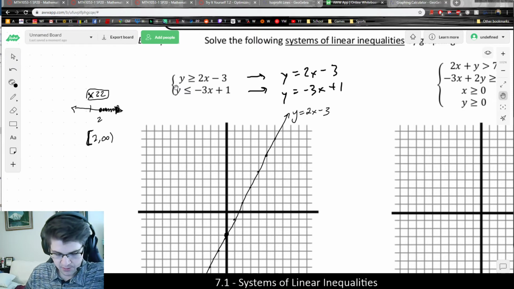X is greater than or equal to 2. Sorry, very messy. This is the inequality I was working on.